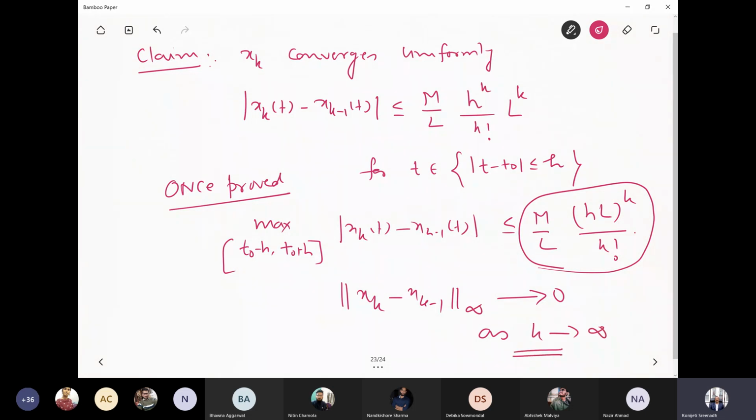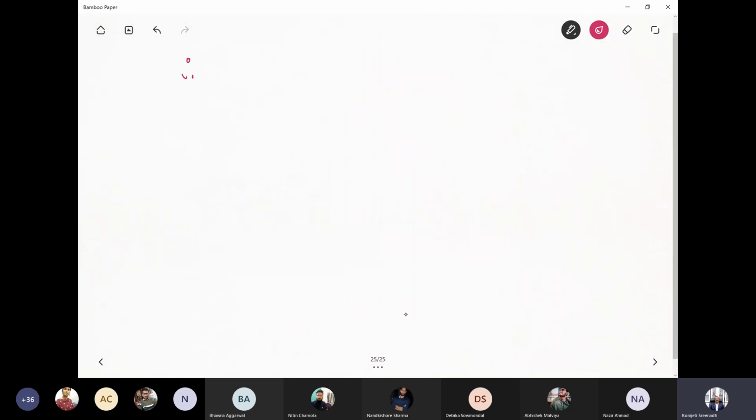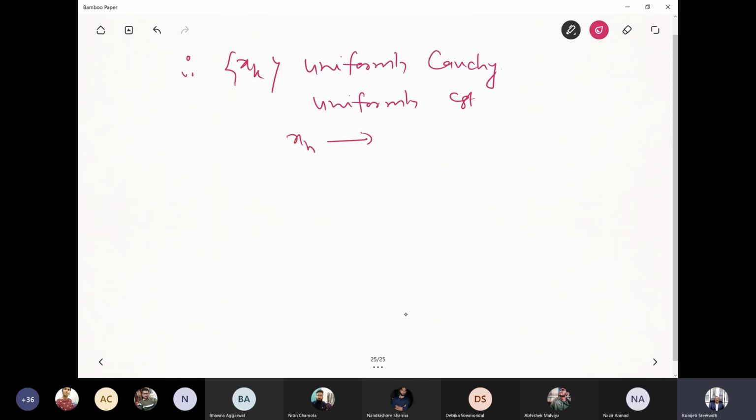So that shows that xk is uniformly Cauchy. Therefore, xk converges uniformly to a function which is a continuous function. So xk is uniformly Cauchy, and we saw that a uniformly Cauchy sequence is the same as a uniformly convergent sequence. So this is uniformly convergent, and uniformly convergent sequences converge to a continuous function. Therefore, xk converges to x, which is continuous.